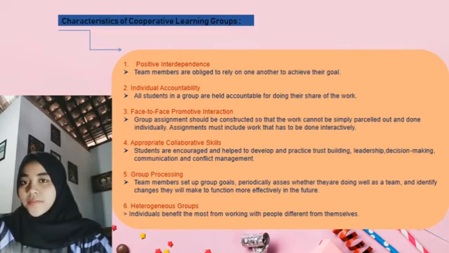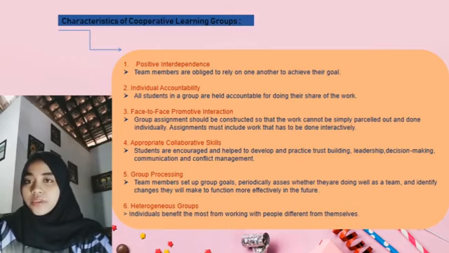And then, individual accountability. Individual accountability exists when the performance of each individual student is assessed, the results are given back to the individual and the group, and the student is held responsible by group mates for contributing his or her fair share to the group's success.